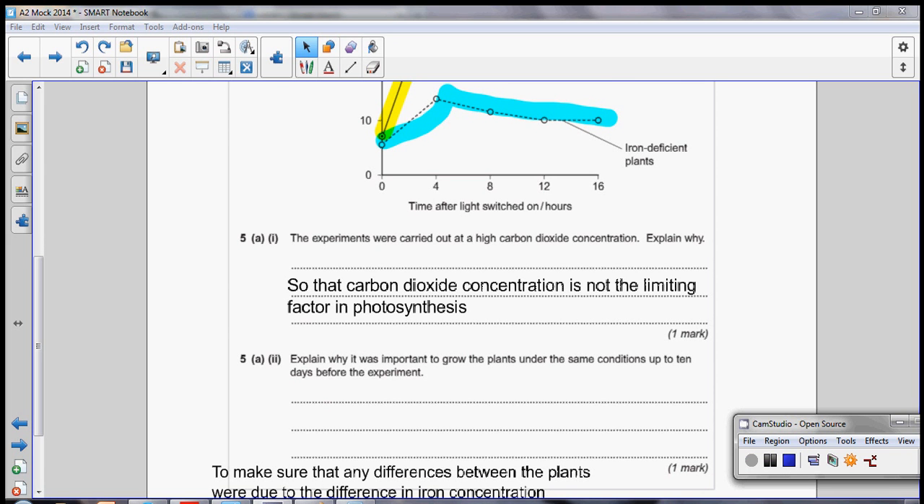So this is the answer we've come up with, and we're saying that carbon dioxide concentration is not the limiting factor. The scientists, as I've explained, don't want carbon dioxide to affect their experiment, so they want it not to be a limiting factor.